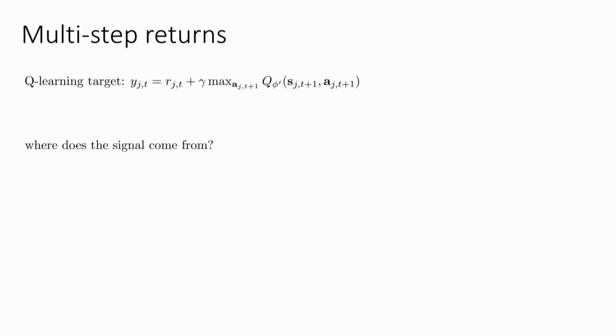All right. Let's talk about another improvement that we can make to deep Q learning, and that's multi-step returns. So let's bring up our Q learning target calculation again. Where does the signal in this target come from? The target consists of 2 terms, and we add those terms together. It has a reward term and a Q function term, right?